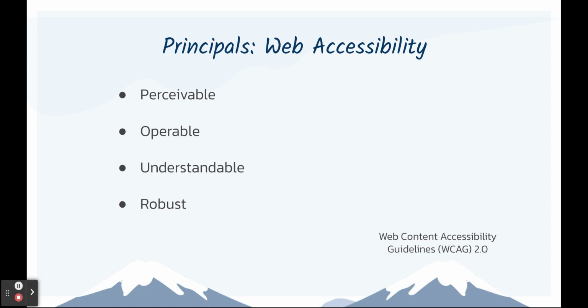Users should be able to perceive the presented information with their senses. They should also be able to interact with the interface and comprehend the information and the user interface operation. It should not be beyond their understanding. Users should also be able to access the content as technologies evolve. It should remain accessible as technologies and user agents evolve. The content should remain accessible.